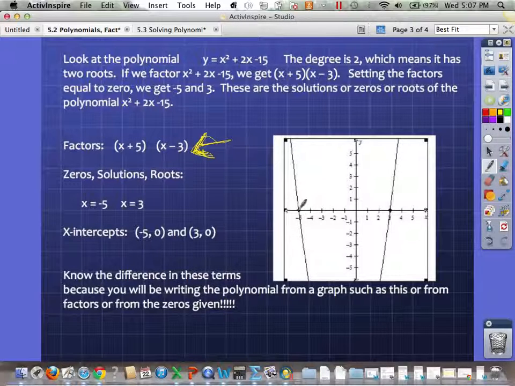You know, x-intercepts mean where it crosses the x-axis. Well, that also happens to be where y becomes 0. That also happens to be the solutions and the roots. Okay, so knowing the difference in these terms is important, because you're going to be writing these polynomials from a graph, like this one, or from factors, like these, or from zeros, like these. Depends on what they give you. You can go backwards and forwards from either point. Okay? So know those words.